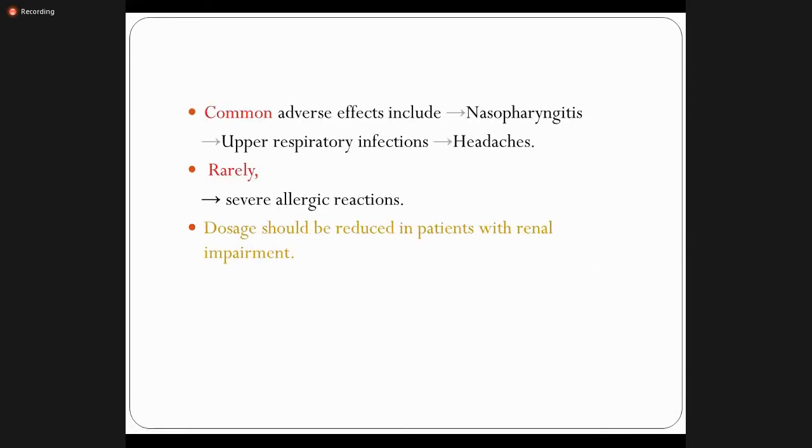Common adverse effects include nasopharyngitis, upper respiratory infection, and headache. So that means if a patient has a respiratory infection and that patient is on sitagliptin, this problem can be enhanced or severe. Rarely it may cause severe allergic reactions. Doses should be reduced in patients with renal impairment, because this drug is eliminated through the kidneys.